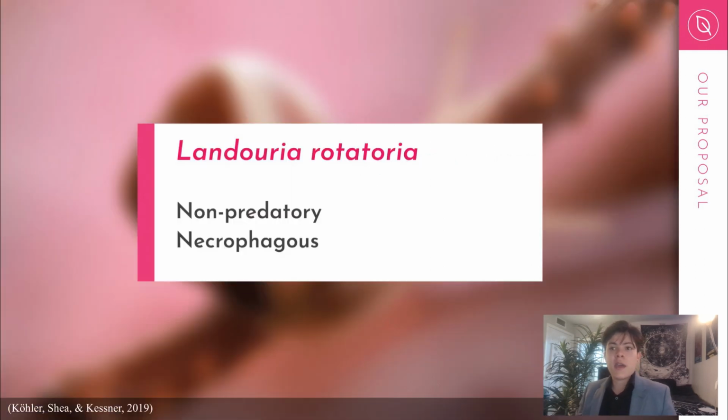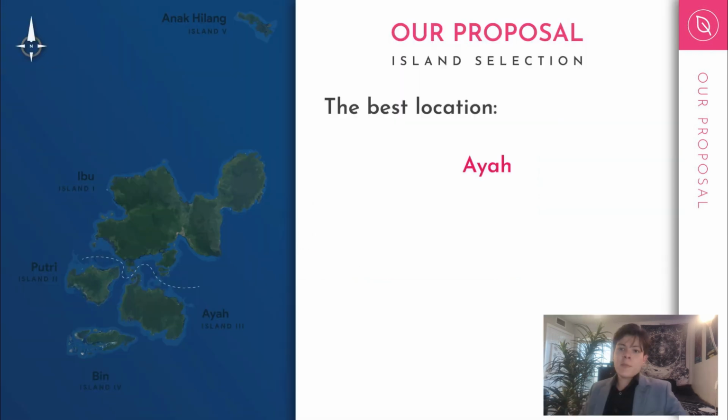Well, we found that Rotatoria is non-predatory, which is important, and it's necrophagous, which means they're not going to directly compete with any other snails. Indirectly too, they are necrophagous. They have a niche that isn't really taken up by a lot of the other snails that we see here, which is why the best location we think is going to be Aya.